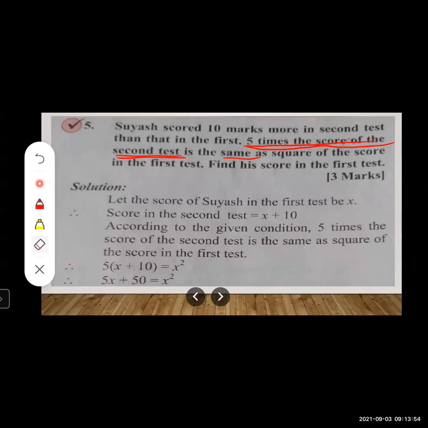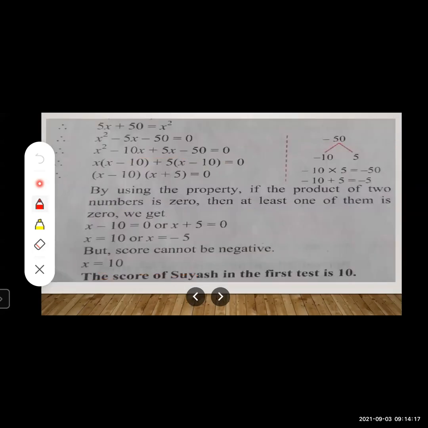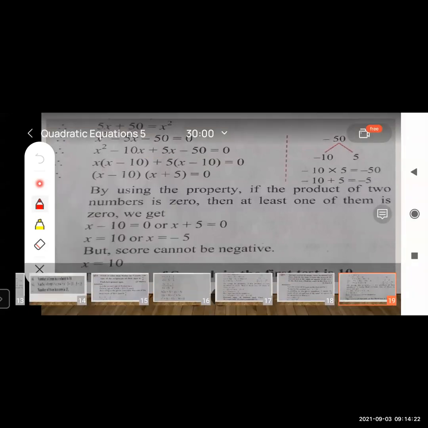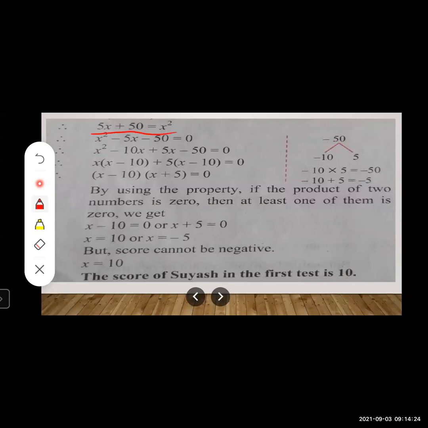Now, what is our next step? You have to simplify. Okay, let us simplify this. 5 into x plus 10 is equal to x square. So let us multiply this 5 with the x plus 10. When you multiply, what are you getting? 5 into x, 5x, plus 5 into 10, 50, is equal to x square. Okay, now let us simplify further. What are you getting? 5x plus 50 is equal to x square.